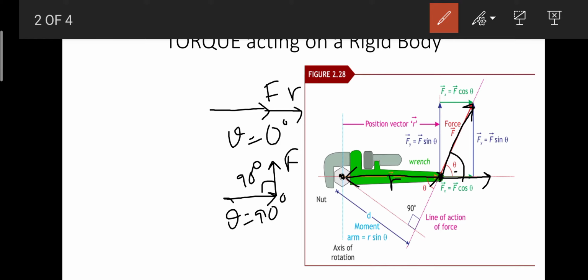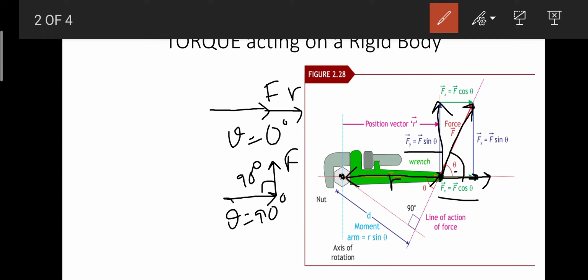So in this regard, what we have to do, we will definitely divide this f into its components. If I divide f into its components, the y component would be f sine theta, and the x component would be f cos theta, right? This is f cos theta and this is f sine theta.